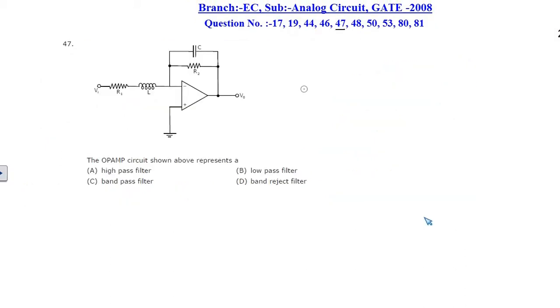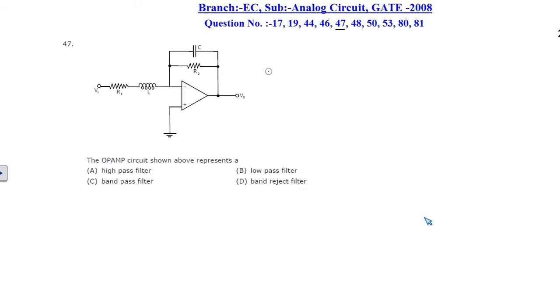Thank you. Next question is question number 47. In this question, we have to find out what is the type of filter of this op-amp configuration. So we will first try to find out the transfer function, that is, the V output divided by V input.